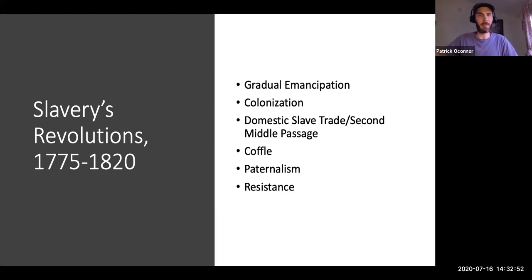that are largely based in the tobacco plantations of Virginia or the rice plantations of South Carolina, towards cotton-based slavery in what we today think of as the Deep South, in that lower Mississippi Valley, around Mississippi and Louisiana, etc. This is an absolutely pivotal moment in the history of American slavery.